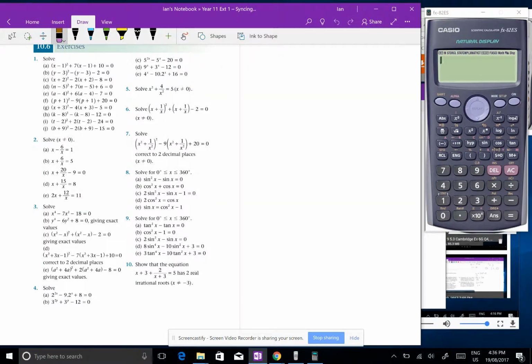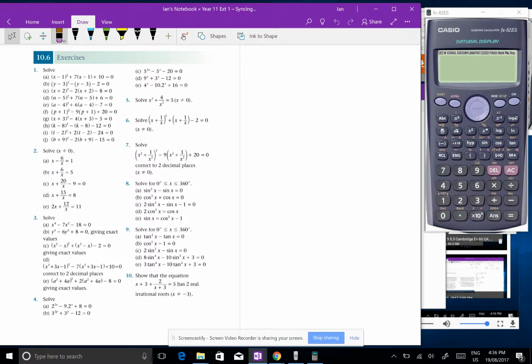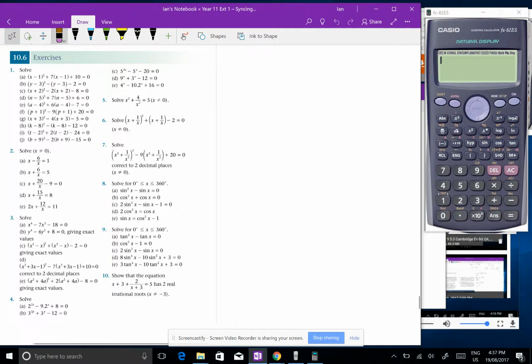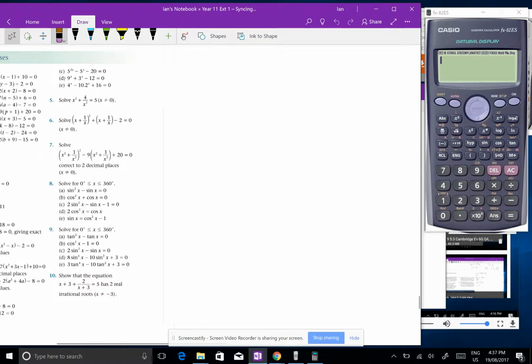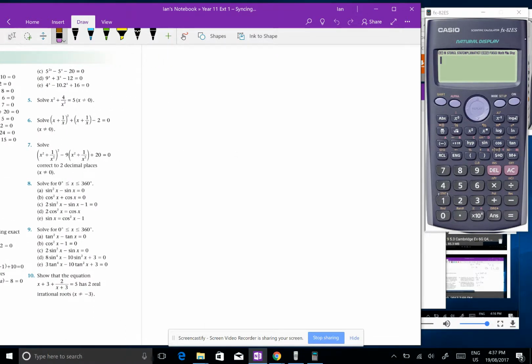Righto, year 11, I'm going to have a go at some of the ones from exercise 10.6. I'm going to do one of the ones from 4. I'll do question 6, 7, then one from 8, one from 9. So let's have a look at question 4. And because it's up here, I'll do 4c. So here's question 4c.